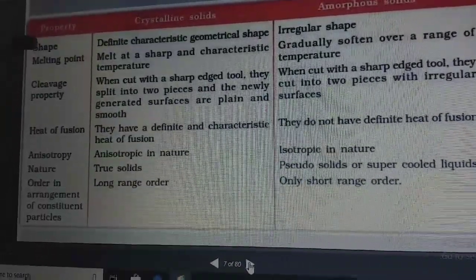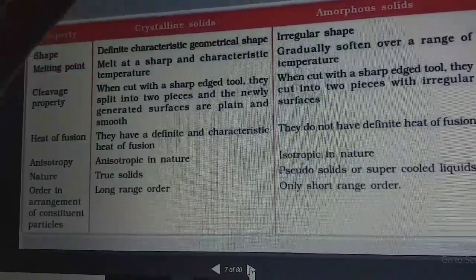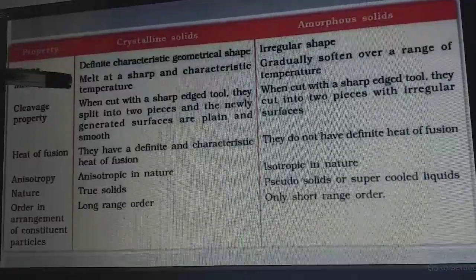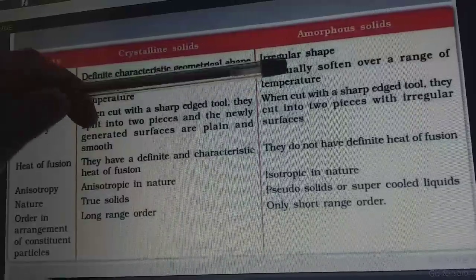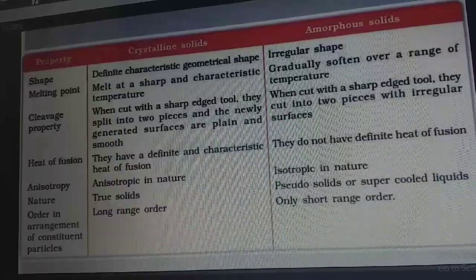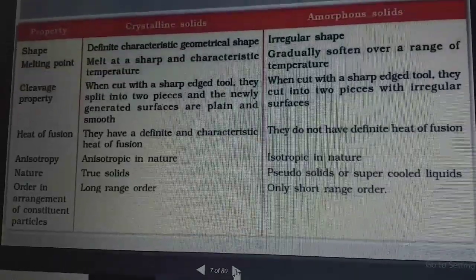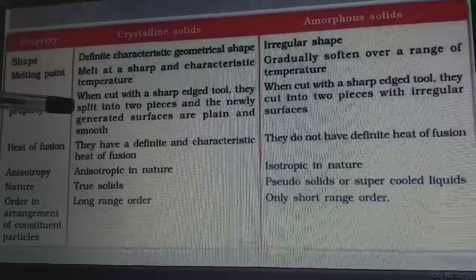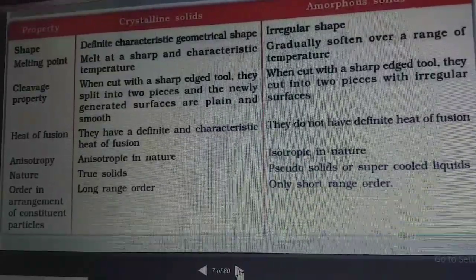Number one is shape. As I told earlier, crystalline solids have definite geometrical shape. Amorphous solids have irregular shape. Melting point: crystalline solids have sharp, characteristic melting point; at a particular sharp temperature only they melt. But amorphous solids gradually soften over a range of temperature. Next, cleavage property. Suppose you cut your crystalline solid with a knife. What will happen? When cut with a sharp edged tool, they split into two pieces and the newly generated surfaces are plain and smooth. You get a clean cleavage. Apple, suppose you get a clean cleavage, right?